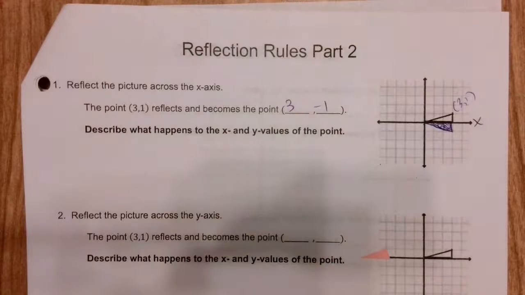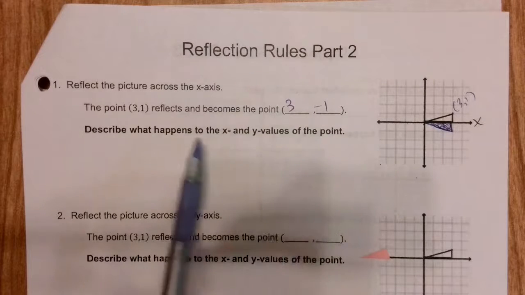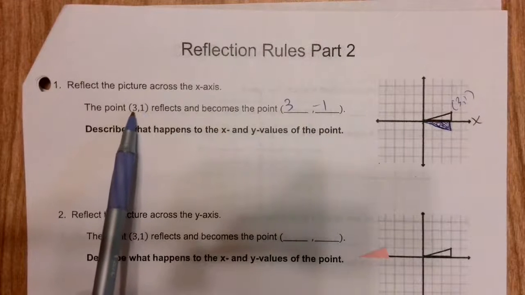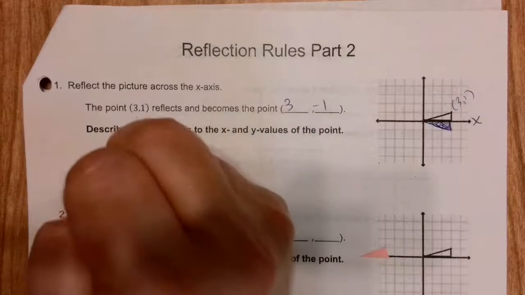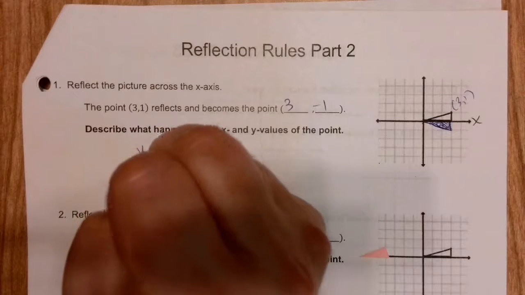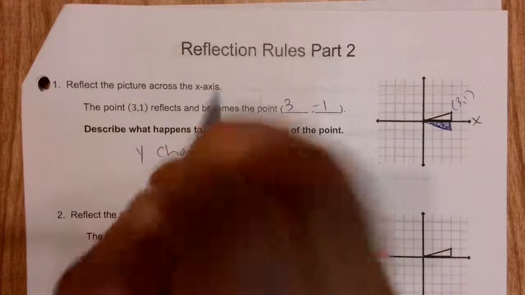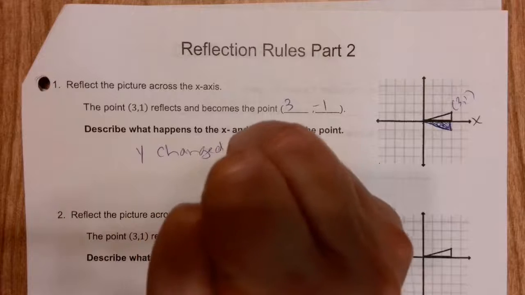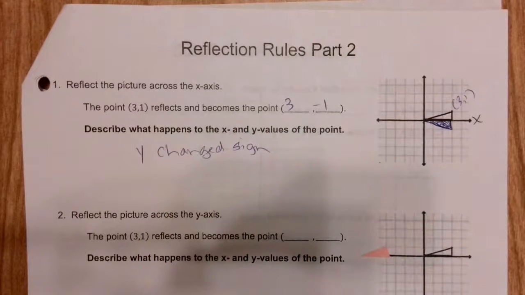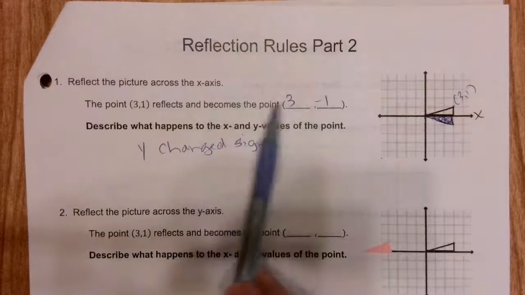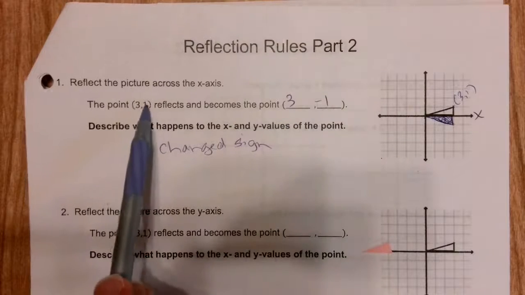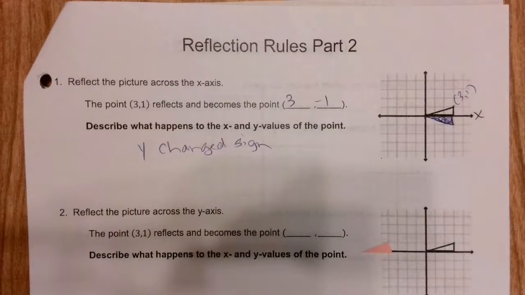So what happened to the numbers? What happened to the x and y values? Well, the x value stayed the same. The y value changed sign. It changed from positive to negative. When you flip across the x-axis, nothing happens to the x, but the y changes sign.